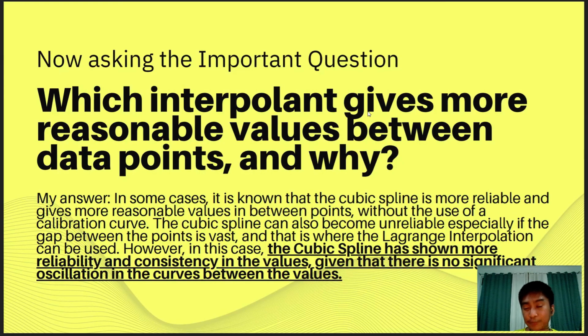And now we ask the important question: which interpolant gives more reasonable values between data points, and why? My answer is that in some cases, it is known that the cubic spline is more reliable and gives more reasonable values in between points without the use of a calibration curve. The cubic spline can also become unreliable, especially if the gap between the points is vast or big, and that is where the Lagrange interpolation can be used. So yes, in some cases the Lagrange interpolation is more favorable than the cubic spline.